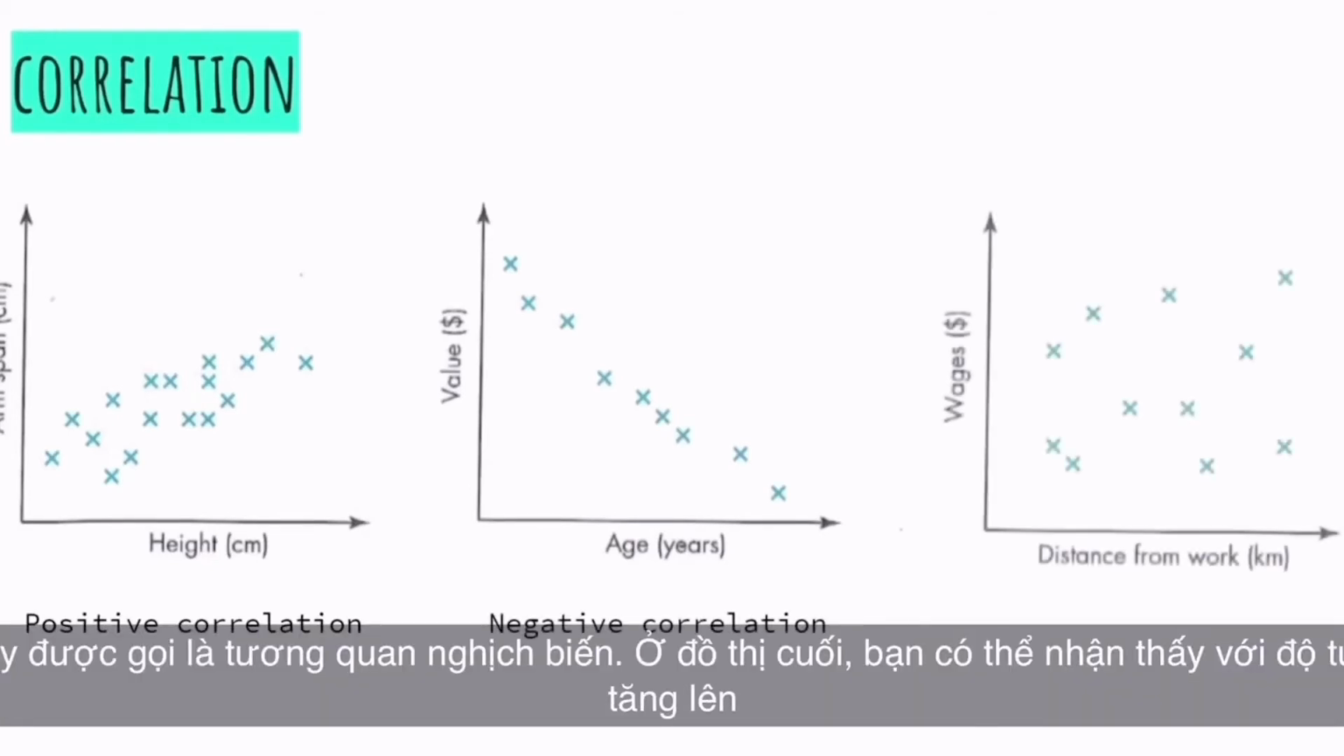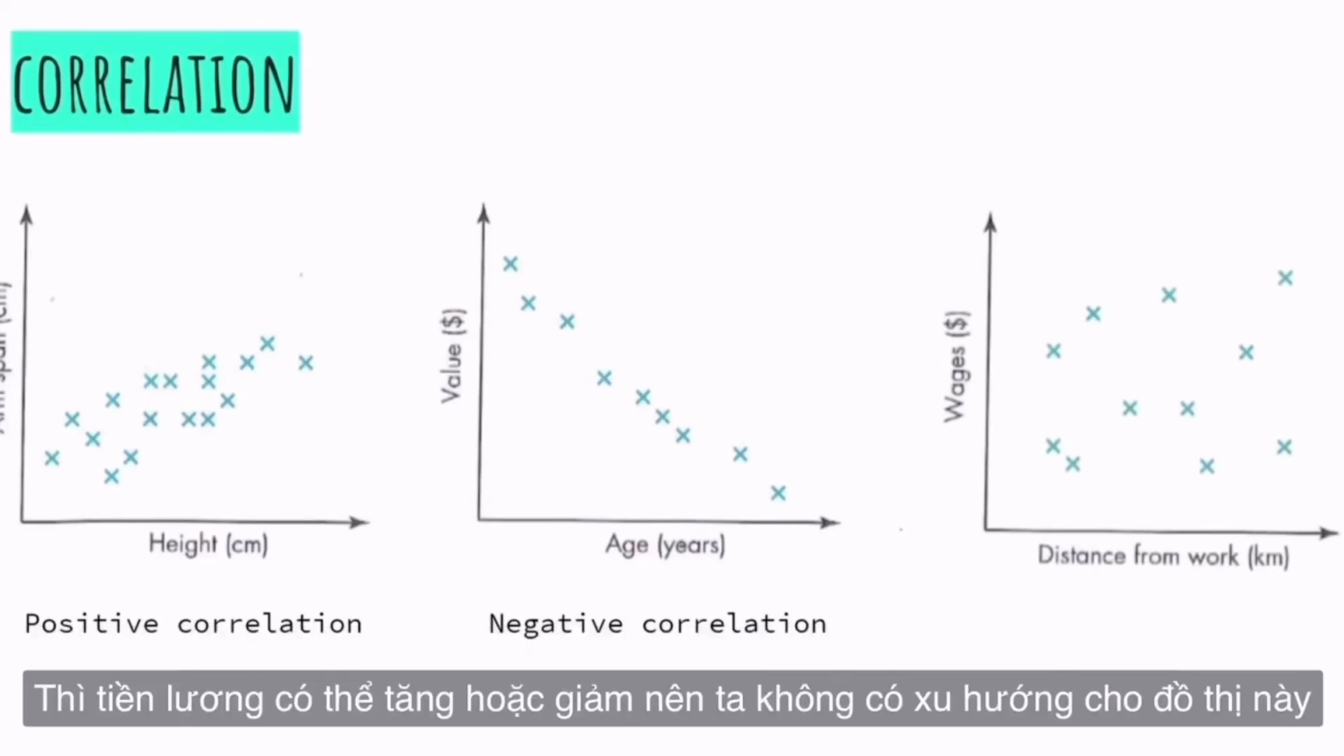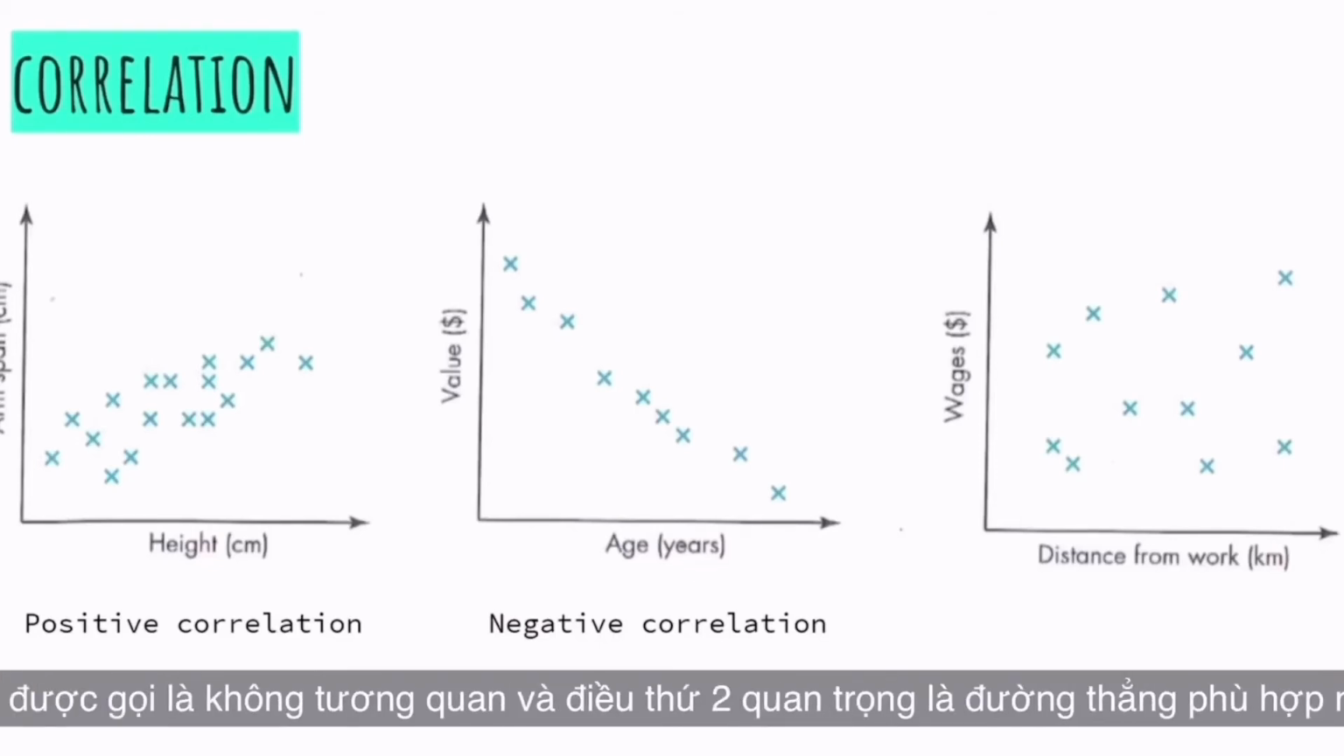On the last graph, you can see that as the distance from work increases, the wage could decrease or increase. So there is no overall trend. This is called zero correlation.